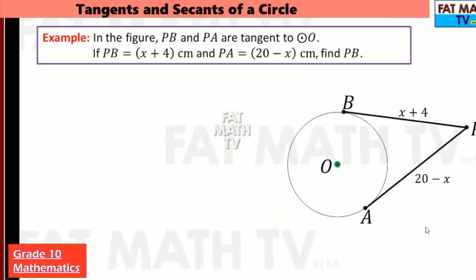So in the figure, PB is x plus 4, and PA is 20 minus x.